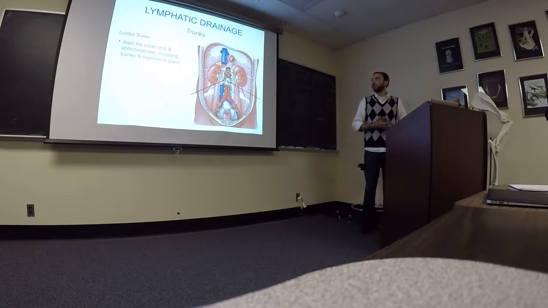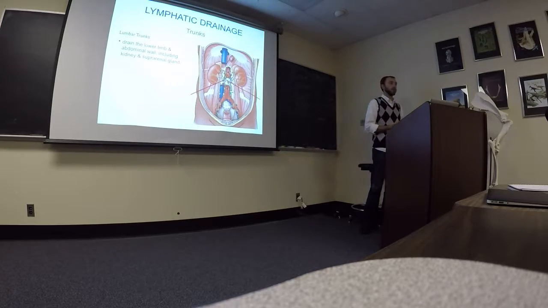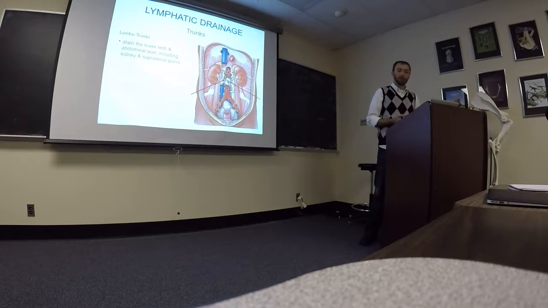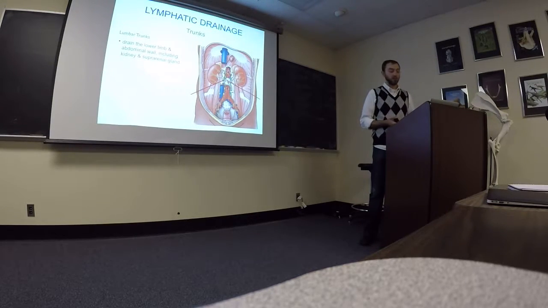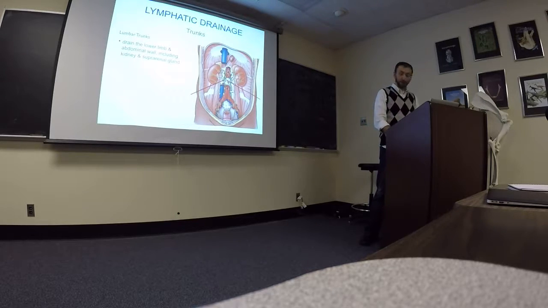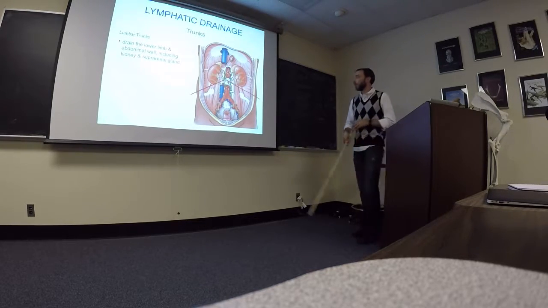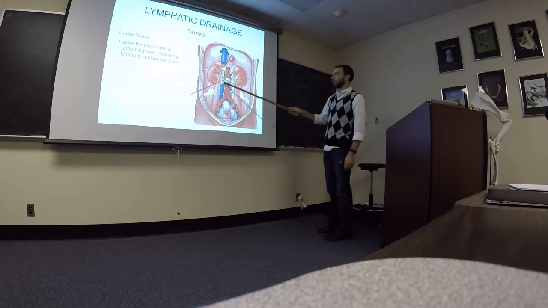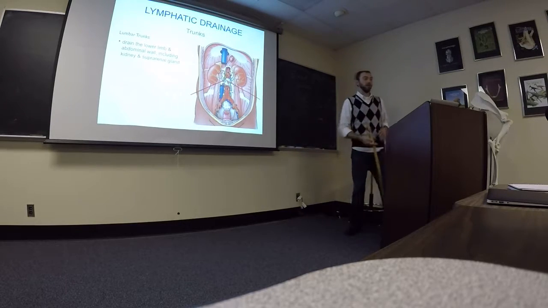Okay, and then our last trunks are called the lumbar trunks. These are in charge of a large region. So the lower limb, the abdominal walls, as well as the kidneys and the suprarenal glands. So in this diagram, we can see here's our cisterna chyli. This little branch coming over was our intestinal trunk, and these ones coming into it from below are the lumbar trunks.